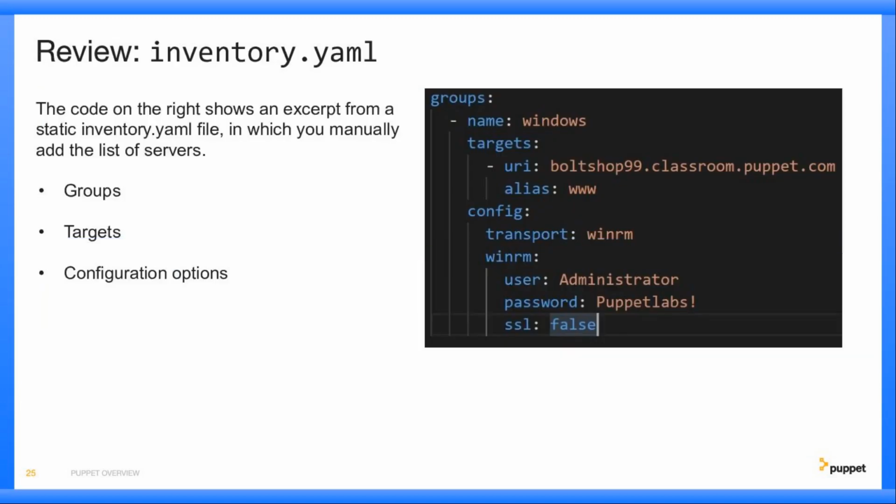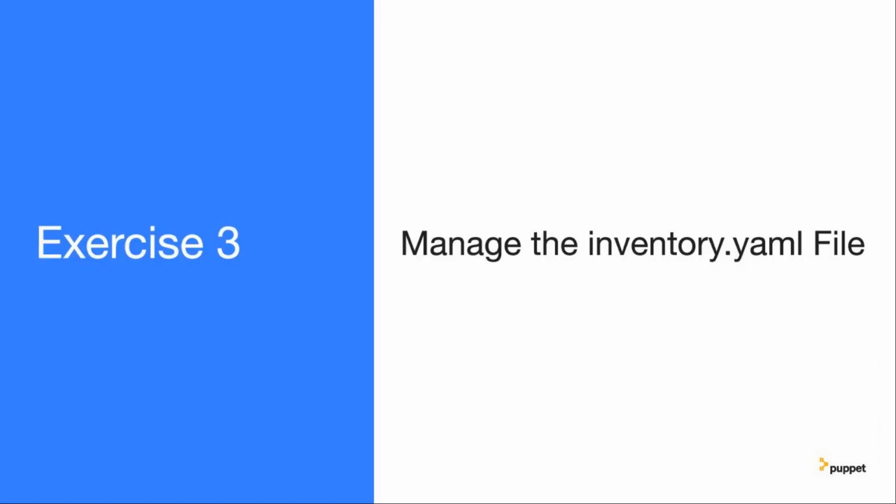So the first one is the inventory.yaml. As you can see on the right-hand side, we created an inventory, or rather a group of nodes, called windows. Under windows are all the Windows boxes that you currently have. It also describes how you're going to connect to these Windows nodes, which is through WinRM. You specify the user, the password, and all the configuration options, such as whether it's SSL to WinRM or not.